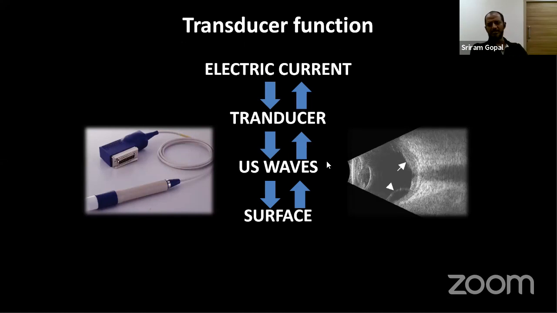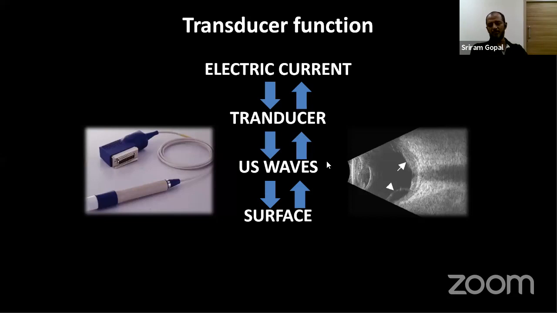So how does this transducer function? The transducer is the main component of an ultrasound. It is similar to your speaker, wherein electric current, when it goes through the transducer, is converted to sound waves. The only difference here is that it is converted into ultrasound waves. Because they are ultrasonic waves, you can't hear them.